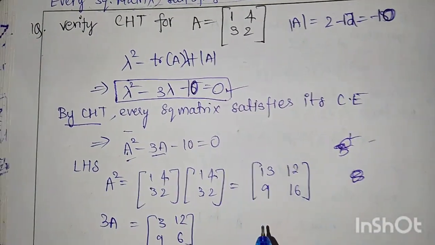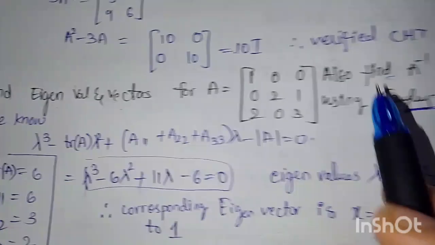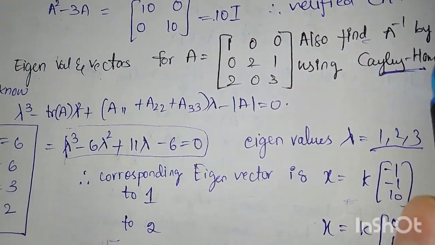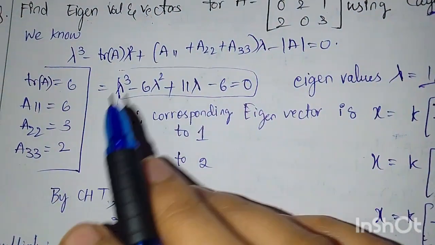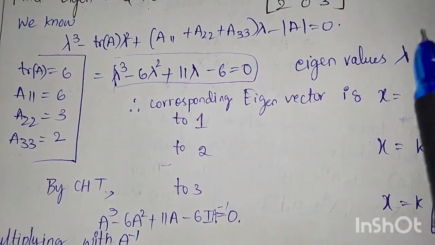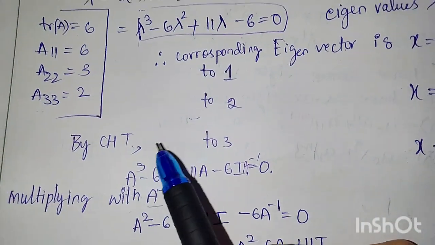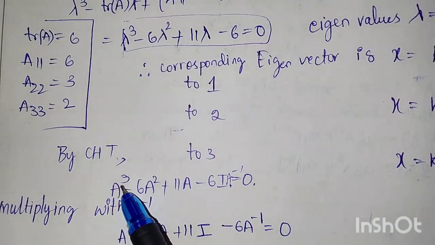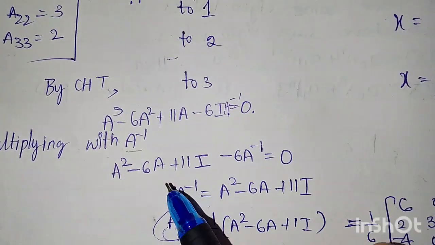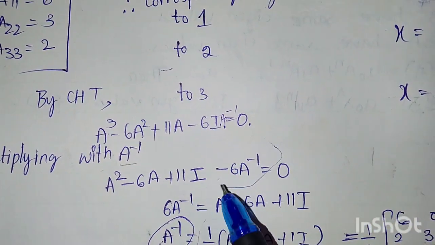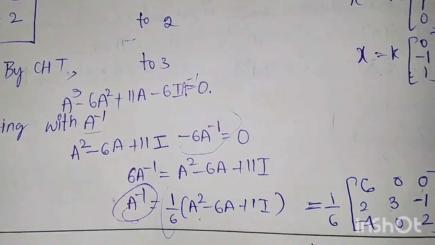And sometimes I'll ask you to find A inverse by using the Cayley-Hamilton theorem. Then you'll find everything as we did before, eigenvalues, eigenvectors. Okay, after finding by CHT, in place of lambda you can put A, right? And now multiply that with A inverse. And from the constant 6 here you'll get the A inverse. And this you can find using a calculator.